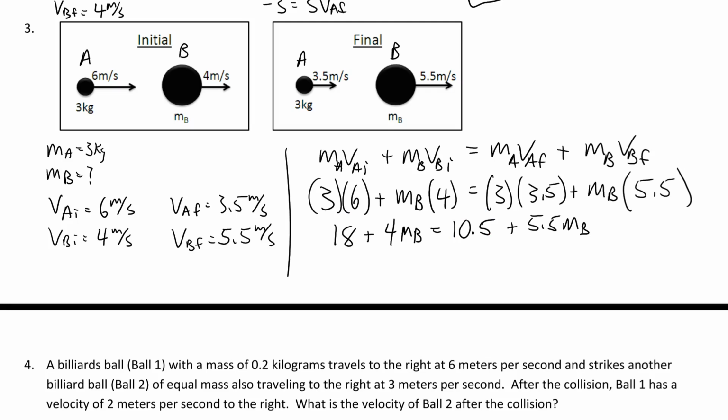It's kind of good. All right, so let's subtract 10.5. So that cancels out, and you get 7.5. And then we could write the whole thing plus 4mb if you really wanted to, but I'm kind of lazy, so I'm just going to go ahead and subtract 4mb from both sides.